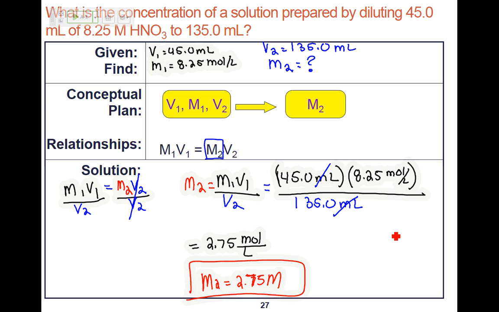Also, if I calculated M1 times V1 and then I calculated M2 times V2, my moles would be the same. So you can check that as well. If I calculated the moles I have in 45 milliliters of V1 and the moles I have in 135 milliliters of V2, they should equal the same moles. So that's another check you can do. If they don't, then you did something wrong. But of course, we can use some understanding about this.